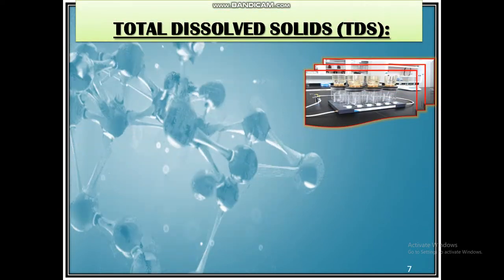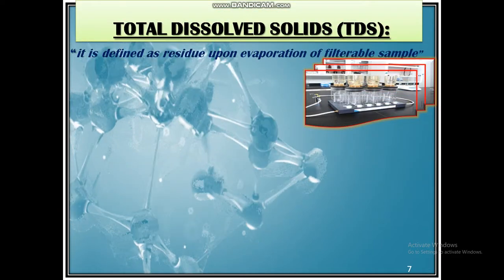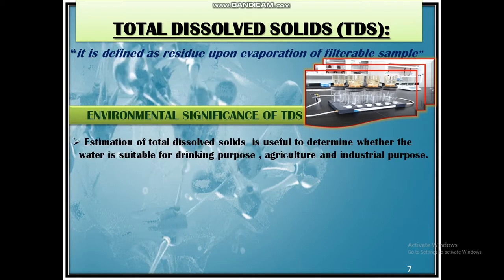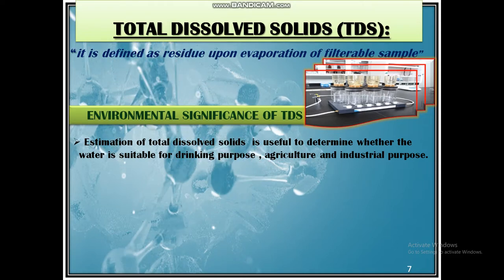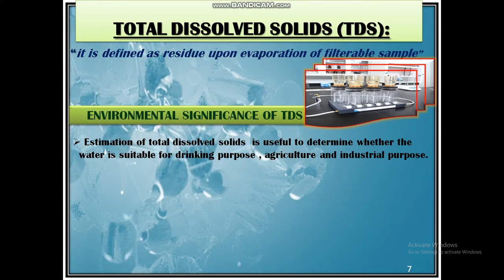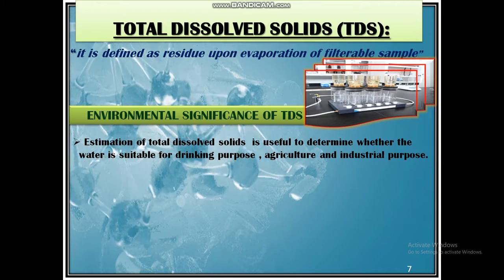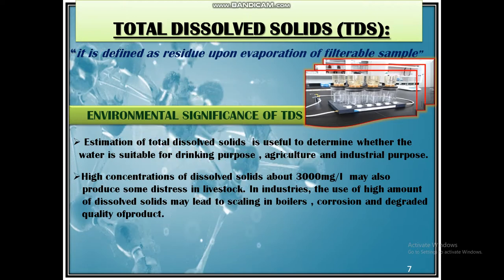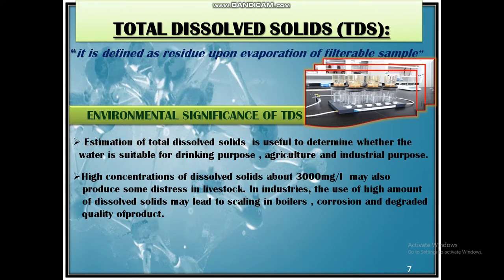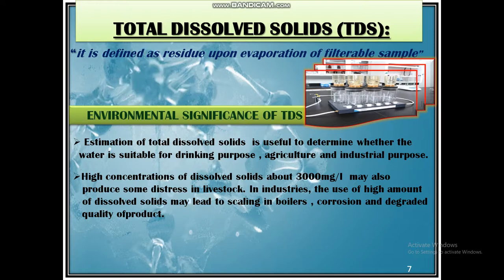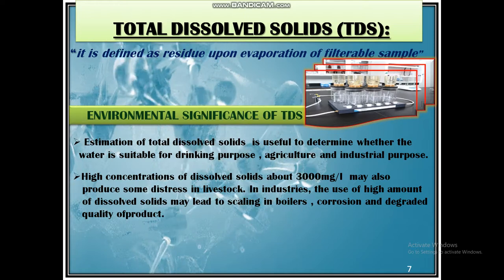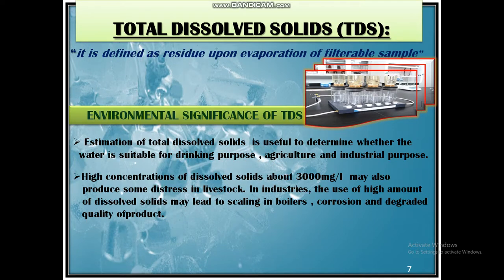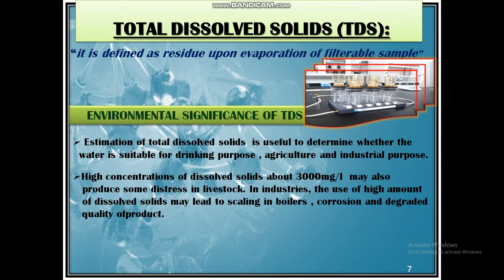Now, total dissolved solids. It is defined as residue upon evaporation of filterable sample. Environmental significances of total dissolved solids are: estimation of total dissolved solids is useful to determine whether the water is suitable for drinking purpose, agriculture, and industrial purpose. High concentrations of dissolved solids, about 3000 mg per liter, may also produce some distress in livestock. In industries, the use of high amount of dissolved solids may lead to scaling in boilers, corrosion, and degraded quality of product.